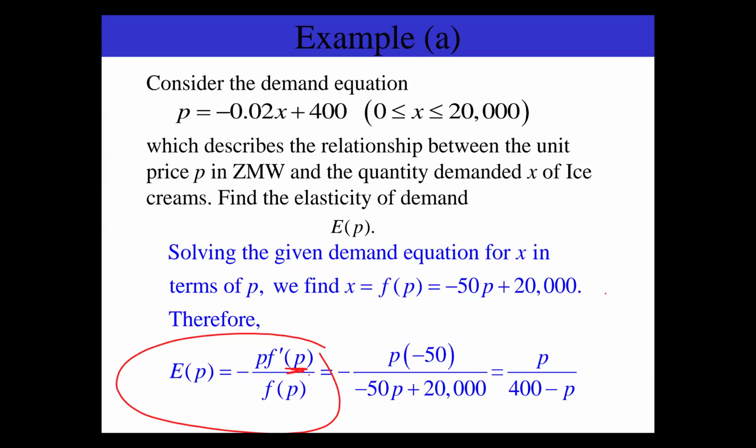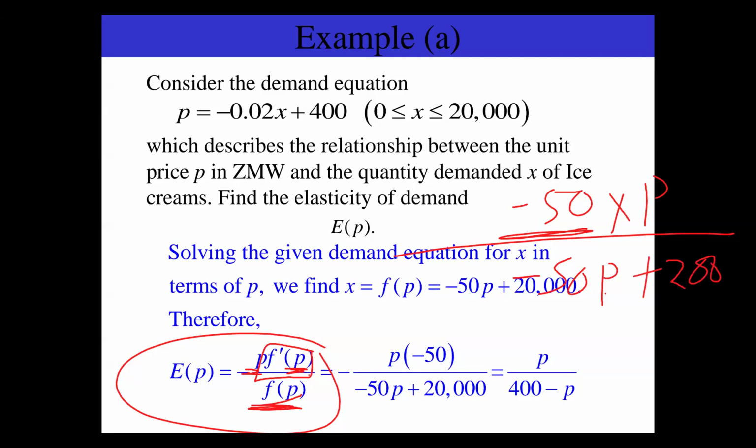So now, at that point, what we will have is, let's differentiate this function with respect to P. It will just be negative 50, right? Because P is raised to the power 1. This is what we mean by f prime of P, which is negative 50, multiplied by this P. You get what I mean? Yes. Times P. That's the numerator. Divided by the original function, which is negative 50P plus 20,000.